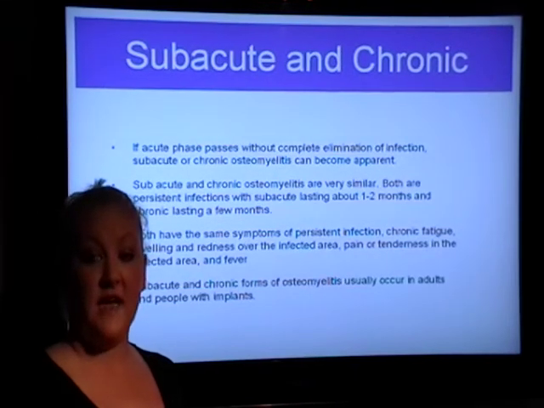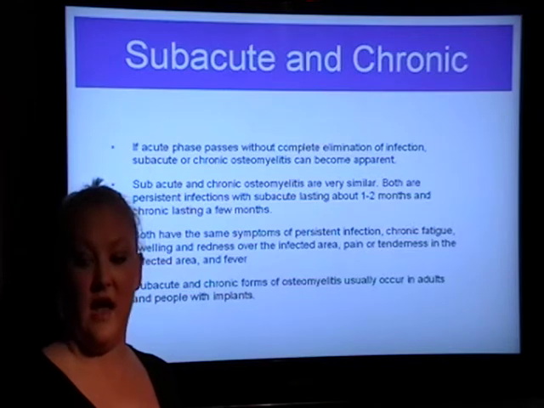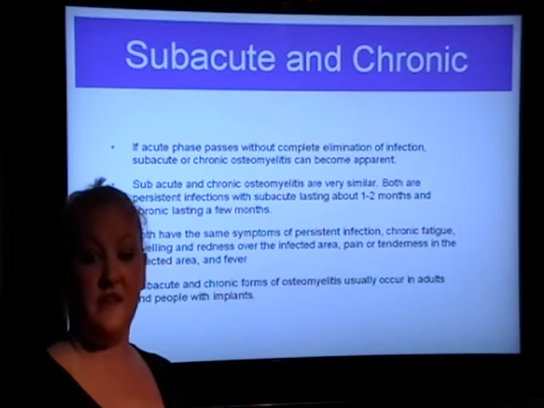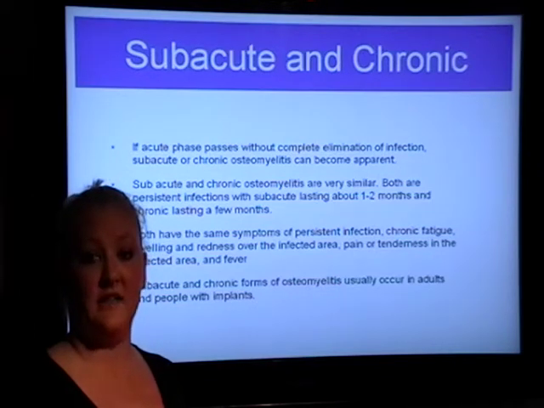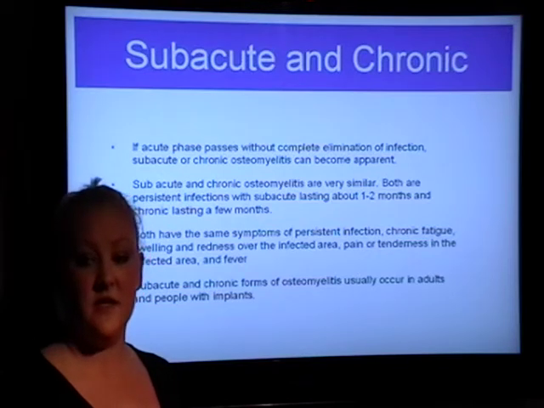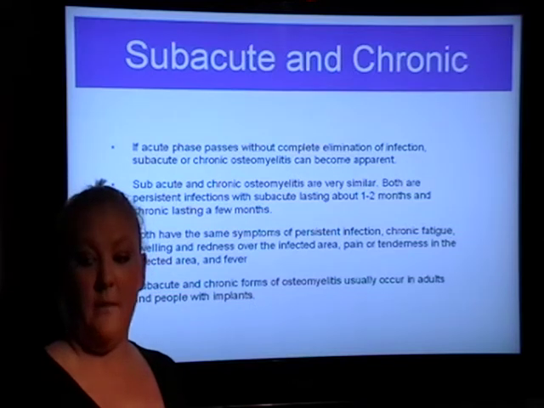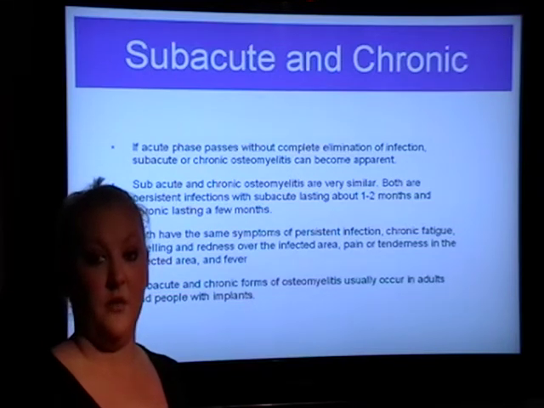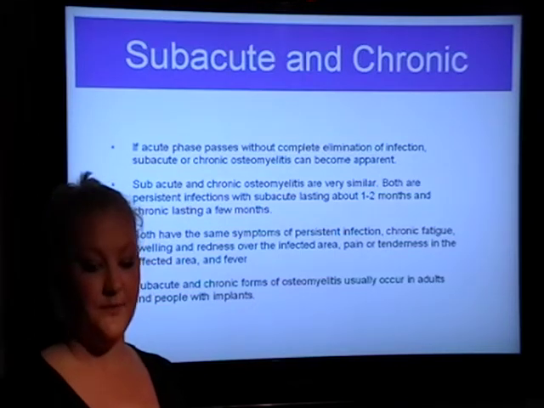If the acute phase passes without complete elimination of infection, subacute or chronic osteomyelitis can become apparent. Subacute and chronic osteomyelitis are very similar. Both are persistent infections, lasting about 1 to 2 months for subacute, and chronic lasts over 3 months. Both have the same symptoms of persistent infection, chronic fatigue, swelling, and redness of the infected area. Pain or tenderness in the affected area and fever are also part of subacute and chronic osteomyelitis. Subacute and chronic forms of osteomyelitis usually occur in adults and people with implants.